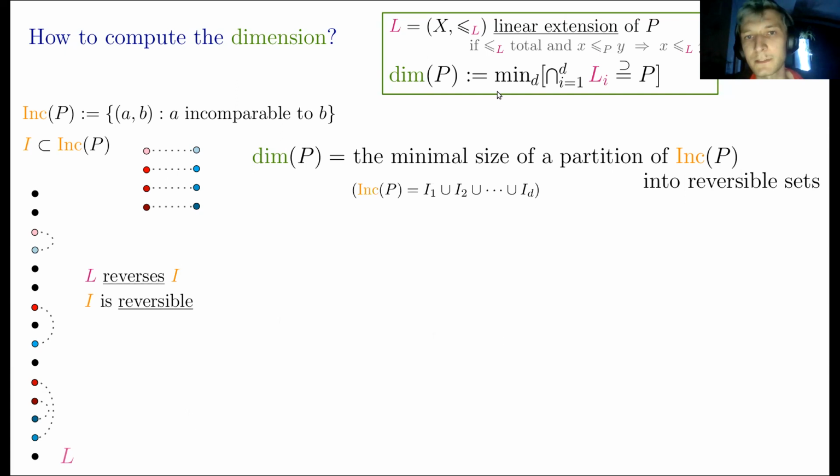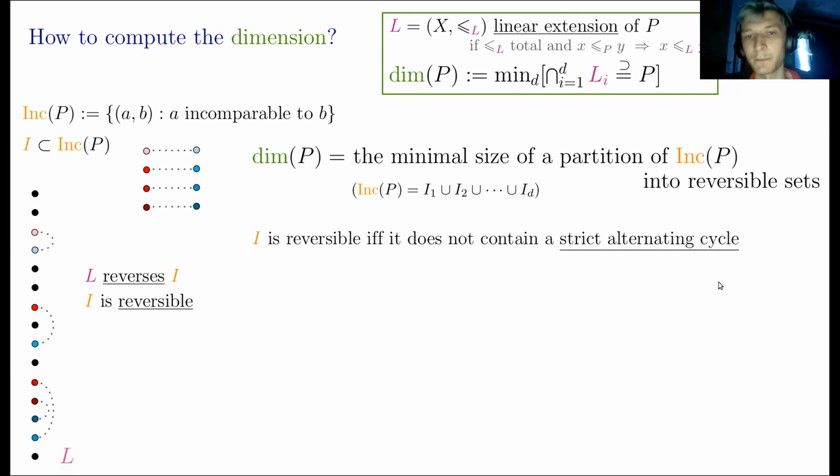I will not prove that it's the same, but it's not that hard, and maybe it's a good exercise if someone has never seen this. So incomparable pairs are divided into I1, I2 up to ID. We want to minimize this division, and each Ii is reversible. Okay, but this reversibility notion is still quite abstract. So there is a tool which allows us to cope with reversibility better.